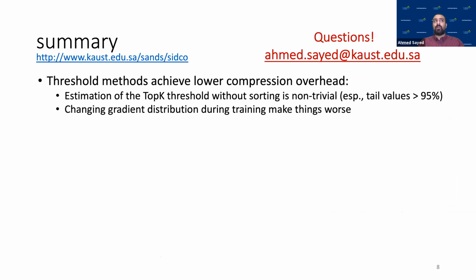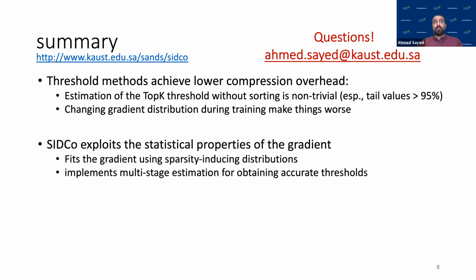So in summary, we find that threshold methods achieve low compression overhead. However, estimation of the top-k threshold is non-trivial without doing any sorting, especially for the tail values. And the changing gradient distribution during training makes things worse. So in this work, we exploit the statistical properties of the gradient and try to fit the gradient using sparsity-inducing distributions. And we also implement a multi-stage estimation to refine the estimated threshold.